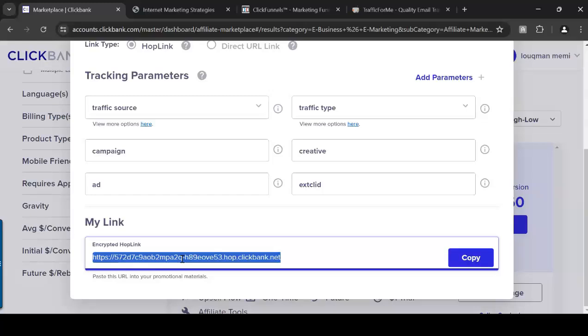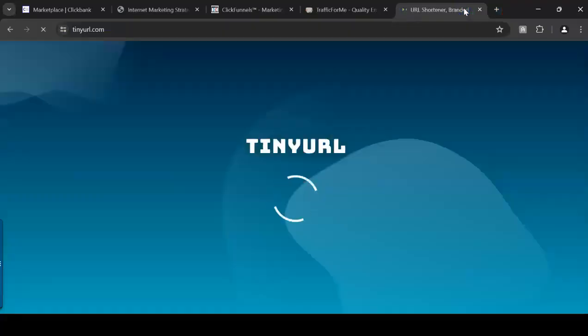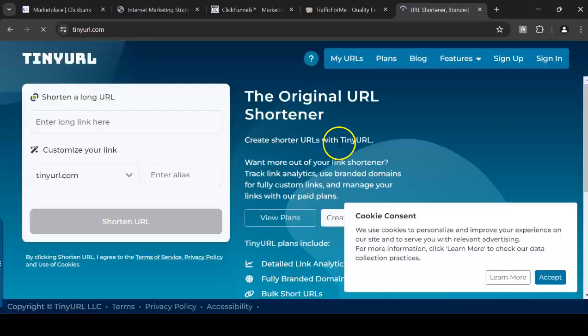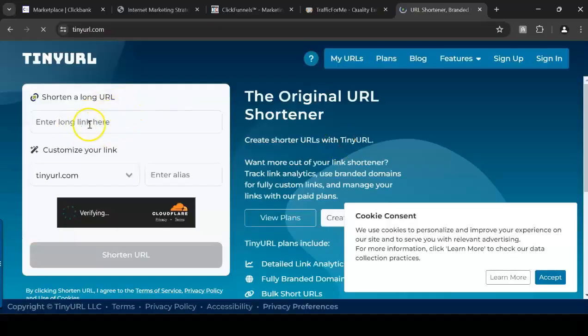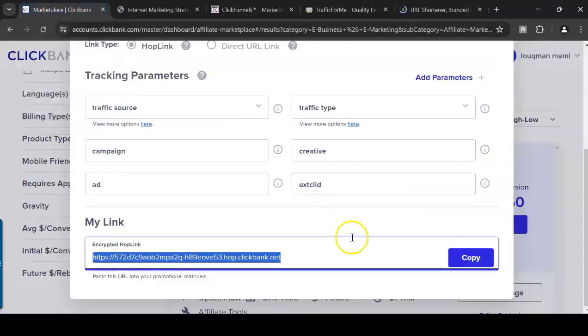Now, if I start promoting this directly onto different platforms, I'm going to get banned. This is an affiliate link, and it's a very long, ugly link that ClickBank has provided me. So you want to head over to a website called TinyURL. If you go to tinyurl.com, you can just paste it in here and make it short. So that's how simple it is.